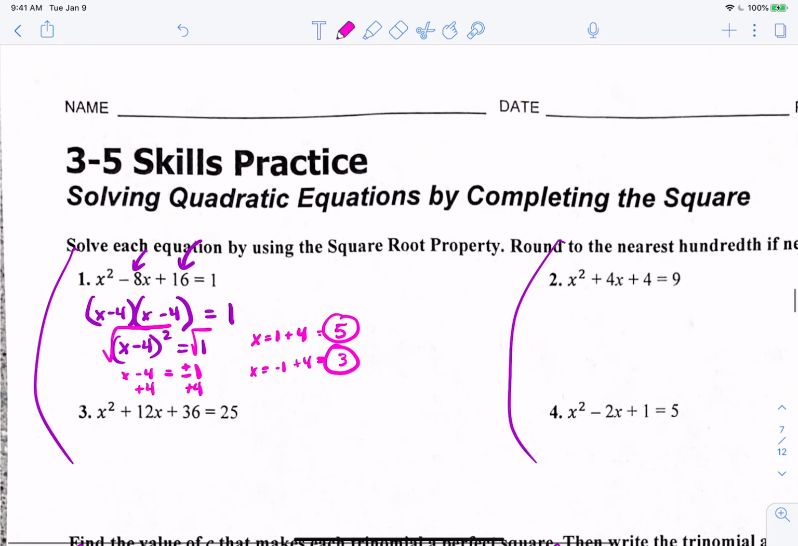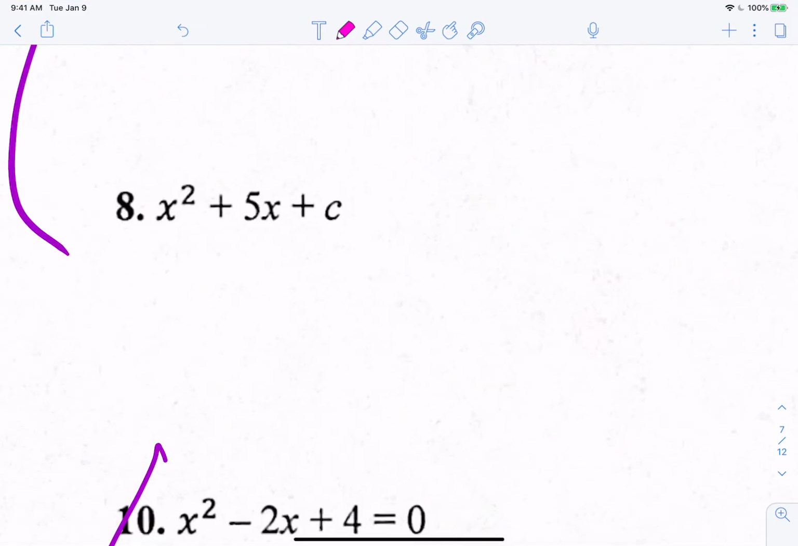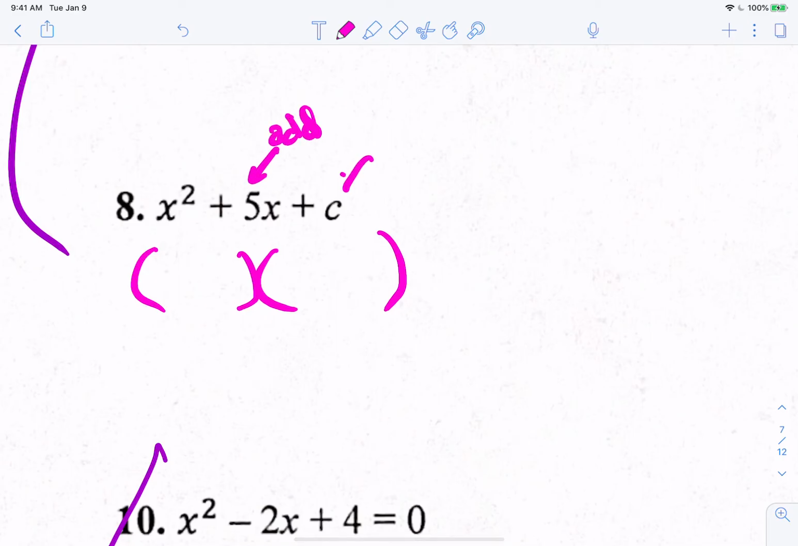Okay, number 1, 2, 3, 4, same way. We'll do this one together. We have to figure out what our 2 bubbles are. I want to figure out what number I can add to itself to get 5 and then multiply by itself to get C. It's going to be 2.5. This one's going to be a decimal.